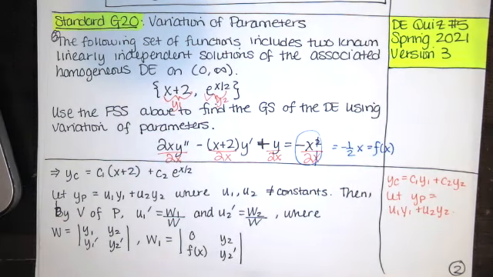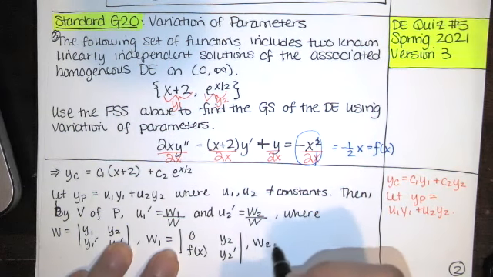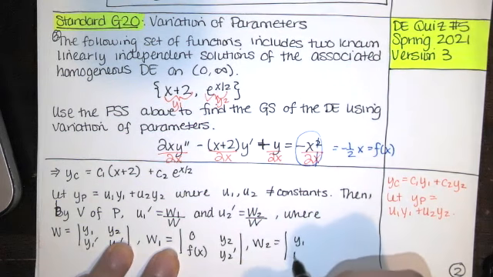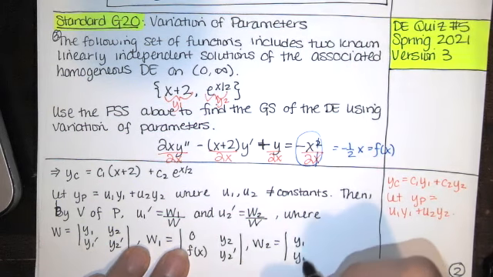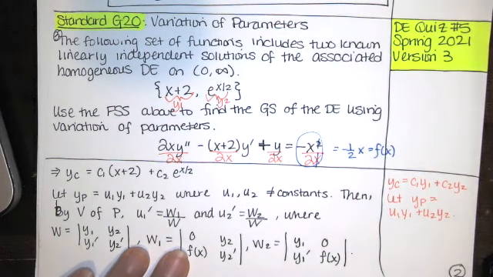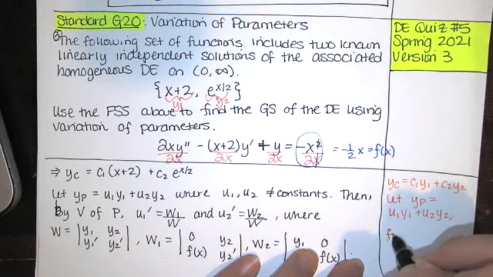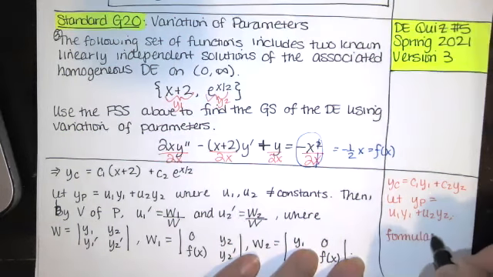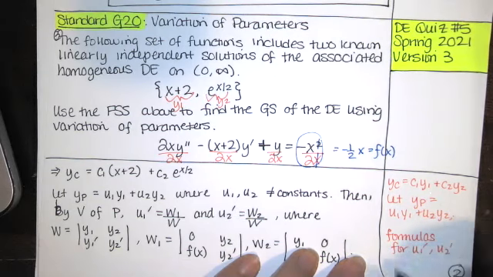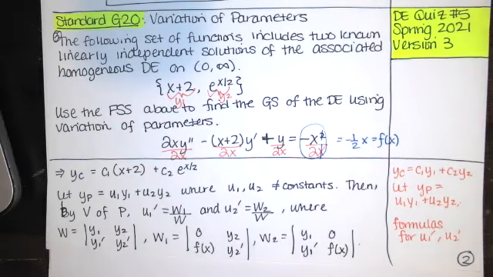So that's our w. w1 looks like that, where f of x is this, and w2 is very similar. You just, instead of replacing the first column with 0 and f of x, you replace the second column with 0 and f of x. So I want the formulas for u1 prime and u2 prime here, and then the formulas for the w's.